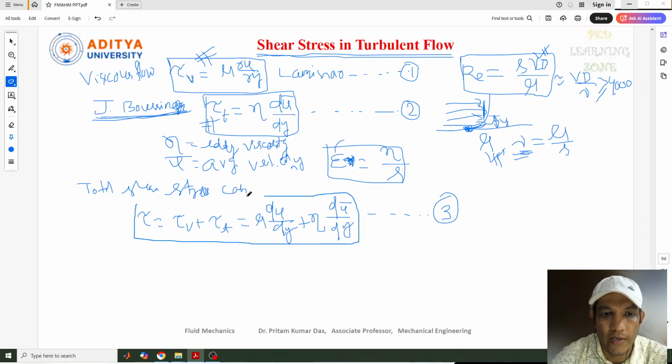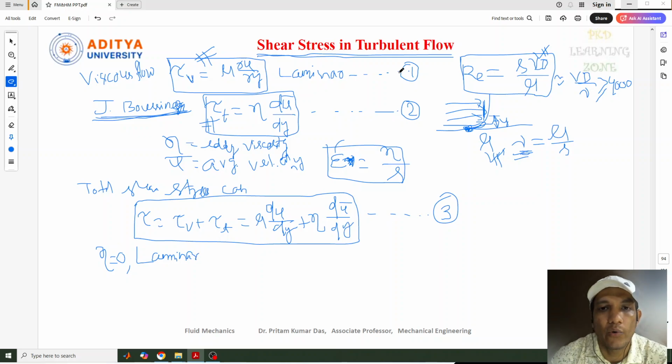Now, if you see this equation, the value of eta is 0 for laminar flow, as I told, because this eta term is used for the turbulence condition. For laminar condition it is not used. But this eta value can vary up to 1000 times the viscosity.